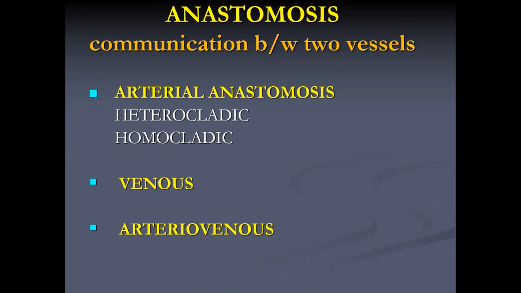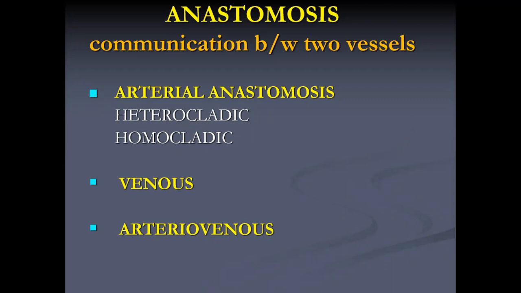Today we are going to discuss anastomosis and the lymphatic vascular system. Anastomosis is the communication between two vessels. It is a network, a pathway between two vessels, and it provides a collateral channel and shunt vessel.